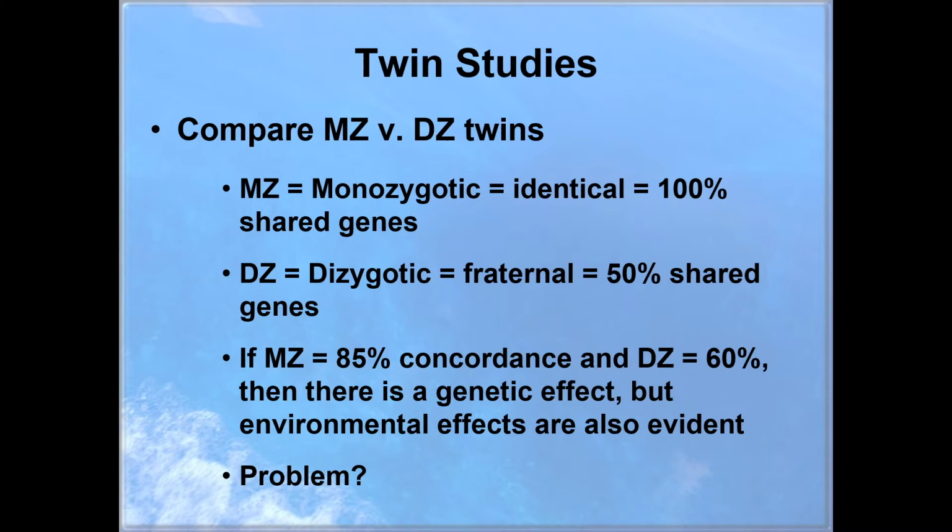If we see that monozygotic pairs are more likely to have a disorder than dizygotic twins, then we can deduce that there is a genetic component to this disorder. For example, if we find that monozygotic twins, or I'll say MZ twins, have 85% concordance, and dizygotic twins only have a 60% concordance, then there is a genetic effect. But I'll warn you, there still are likely to be environmental effects in addition to that. Can you think of any other problems with a study like this?